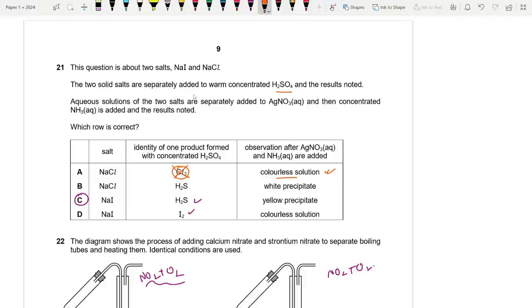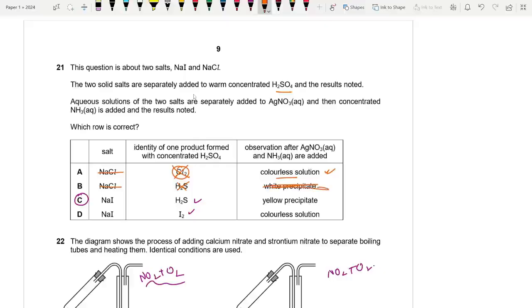So A is wrong, and there is no way that we can get H2S from NaCl. That's the same reason, because chloride isn't getting oxidized in the first place. It is remaining as chloride. And we do not get a white PPT. It turns into colorless. So C is correct.